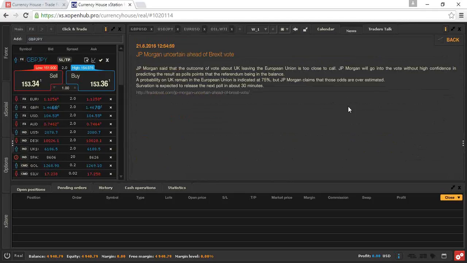So JP Morgan, this is a major bank involved in the markets, one of the major liquidity providers in currencies. And look what they're saying. The outcome of the vote about the UK leaving the European Union is too close to call. They're going to go into the vote without high confidence in predicting the result, as polls point to the referendum being in the balance.